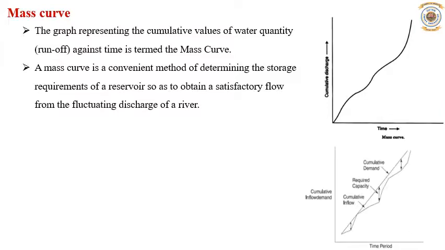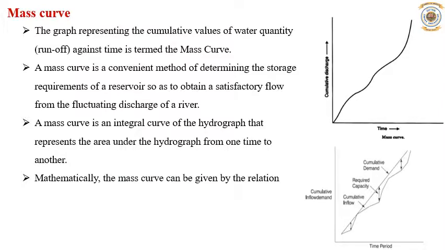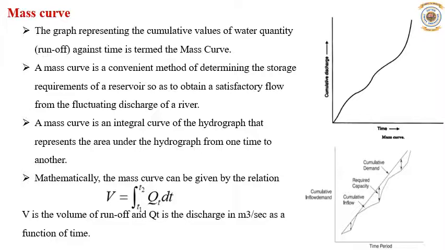The mass curve will always have a positive slope, but of a greater or lesser degree depending upon the variation in the quantity of inflow water available. And mathematically the mass curve can be given by the relation V equals the integration from T1 to T2 of Q(t) dt, where V stands for the volume of runoff and Q(t) stands for the discharge. If you integrate from the initial time to the final time, you get the volume. So this is about the mass curve.